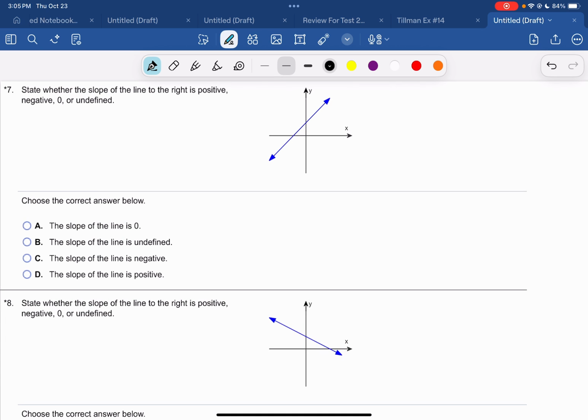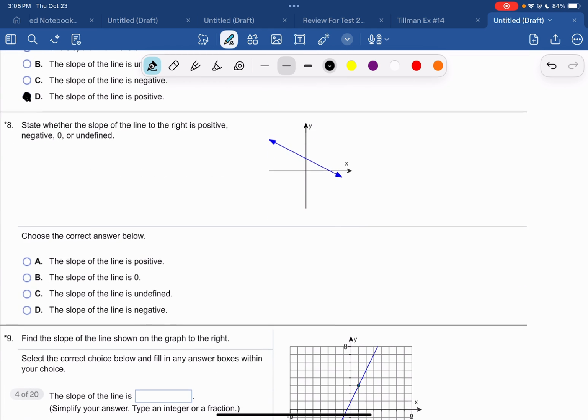Here we have uphill from left to right. That's a positive. Here we have downhill from left to right. That is a negative. Okay.